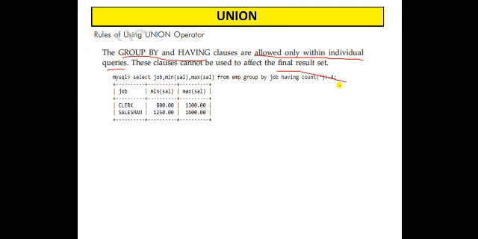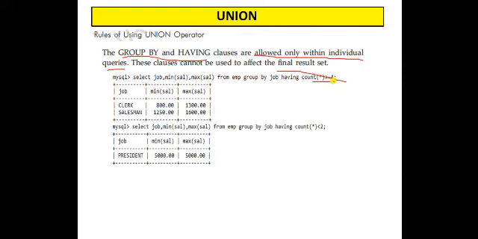Let me show you one example. This example says: select job, min(sal), max(sal) from emp group by job having count(*) greater than or equal to 4, and in the second query the number of columns is the same, the data type of columns is the same, the size of columns is the same. So we are applying the group by clause here. What I have done here is count(*) less than 2.